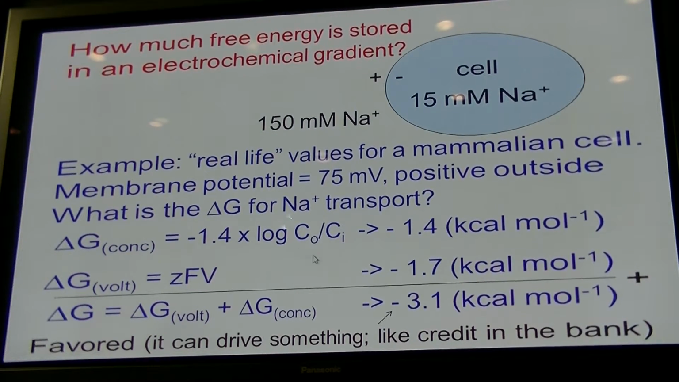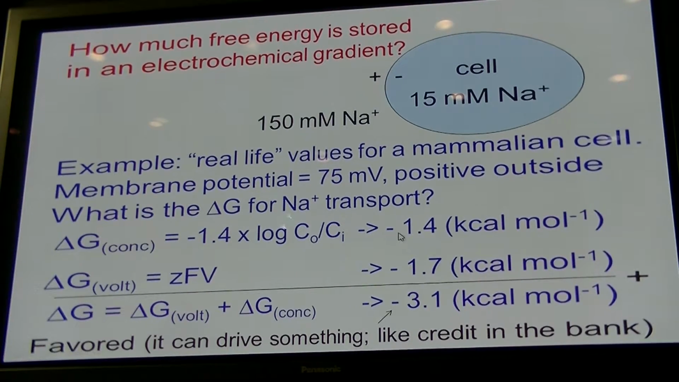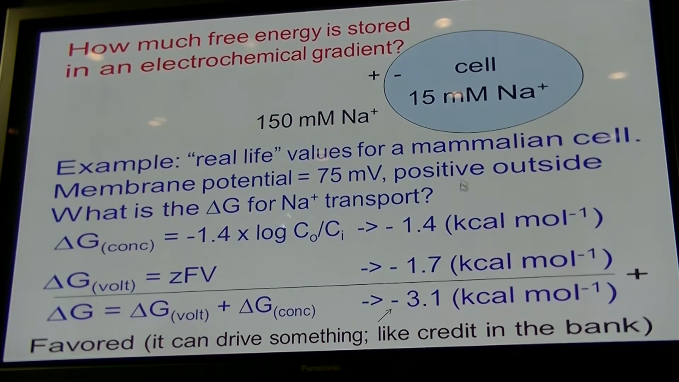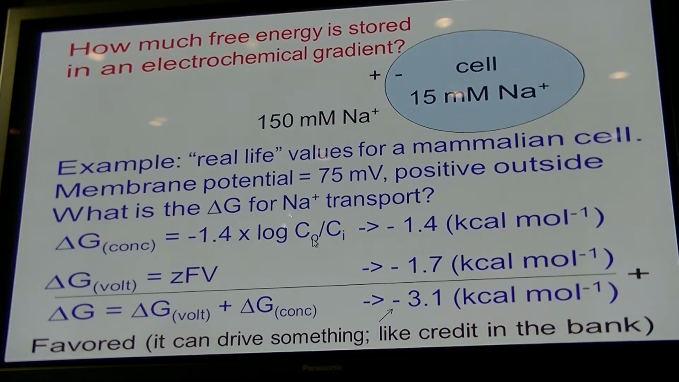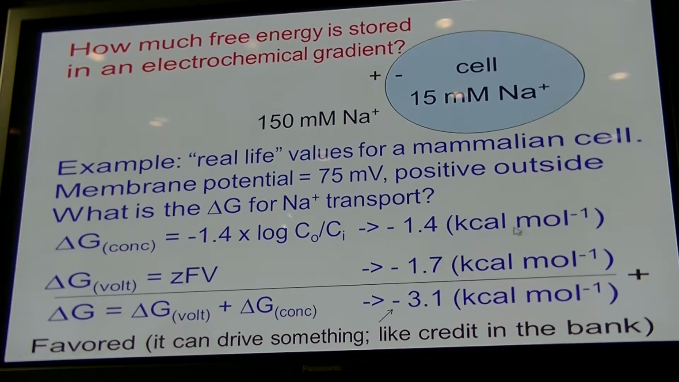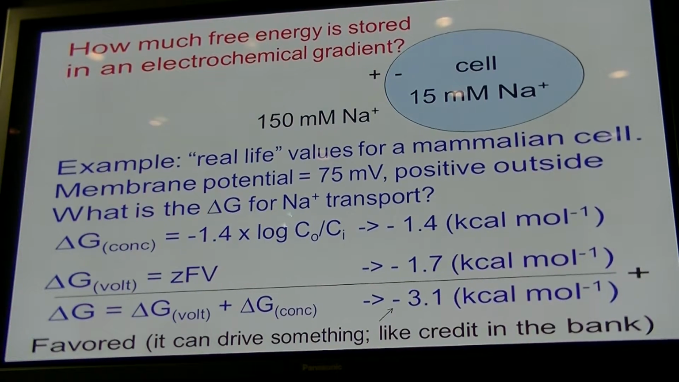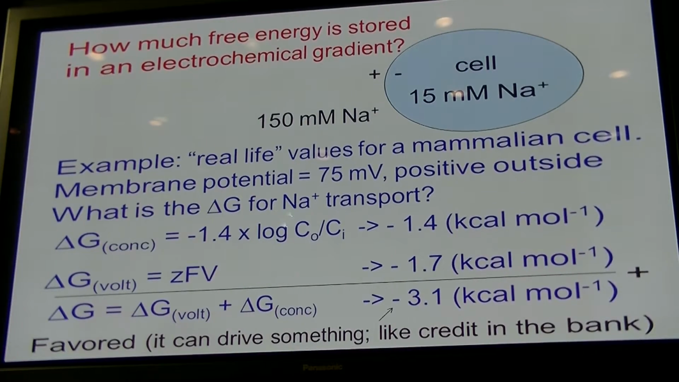For the concentration, we fill in the numbers here and we get to the negative 1.4 kilocalorie per mole. So this is the point of origin, 150 over 15. That ratio is 10. The log of 10 is 1. So we get 1 times negative 1.4 is negative 1.4 kilocalorie per mole. And that tells us that indeed sodium is favored to move into the cell with these concentrations.